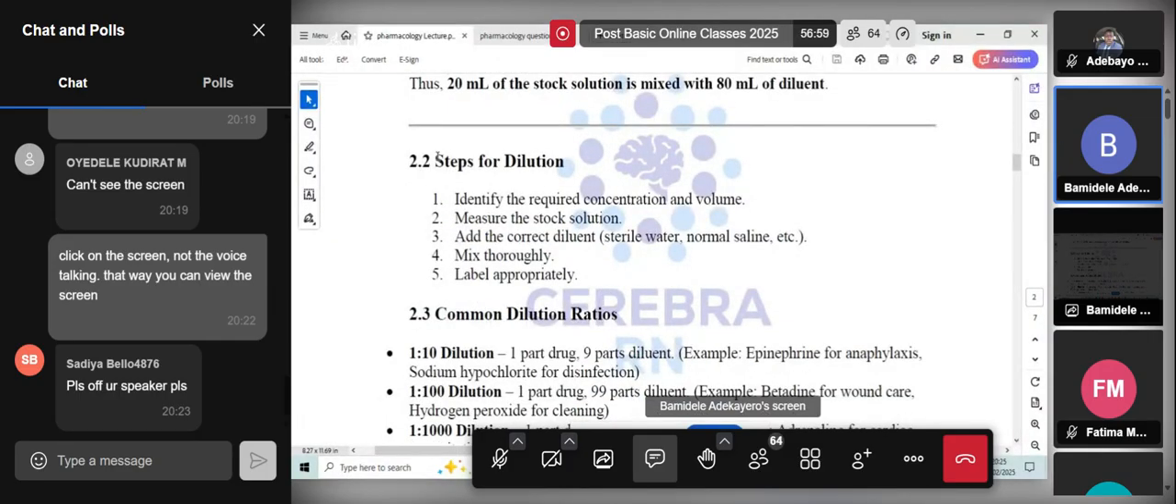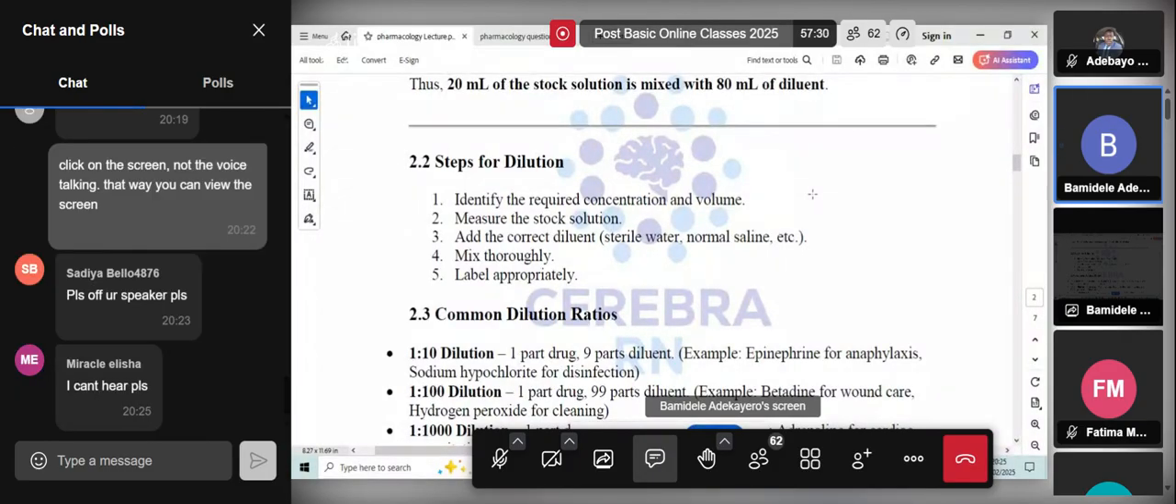Steps for dilution. All of us are nurses. We are pretty vast in this. We give medications most of the time. We know how to dilute our medication. The first thing you do is to identify the required volume and concentration. You need to know what you want to give. You need to know how many milligrams or how many mils of medication you will be administering. If you are giving paracetamol tablet or liquid or whatever form, you want to give 1 gram. If it comes in 500 milligram, that means automatically 1 gram is 2 tablets. So you need to know what you are giving, the concentration and the volume.